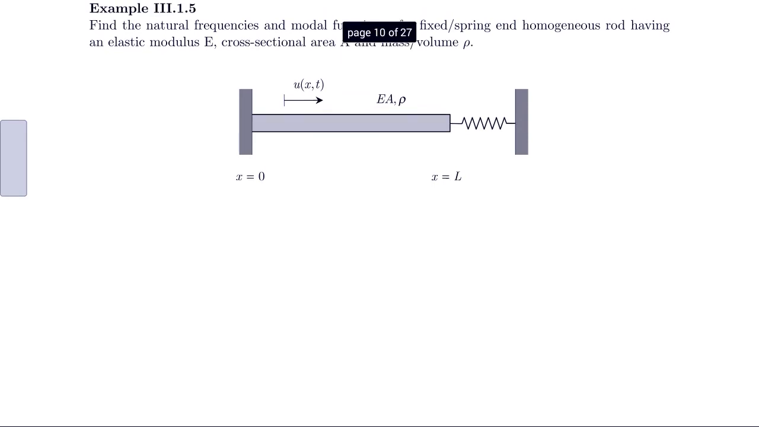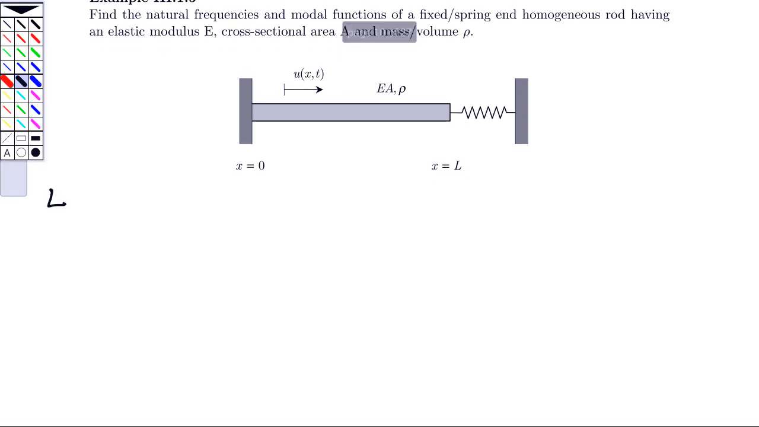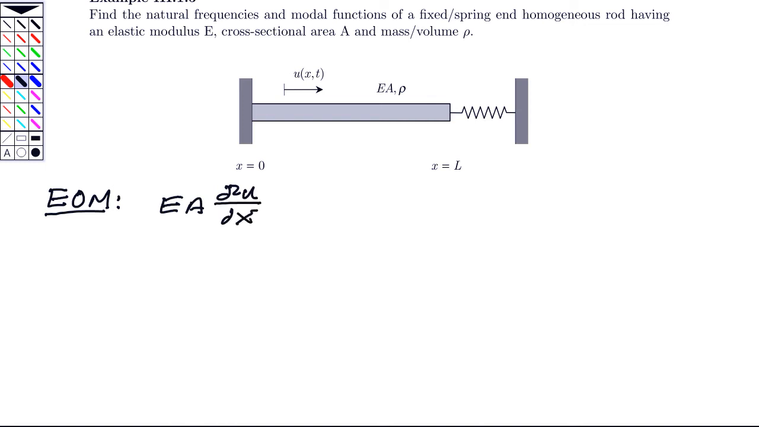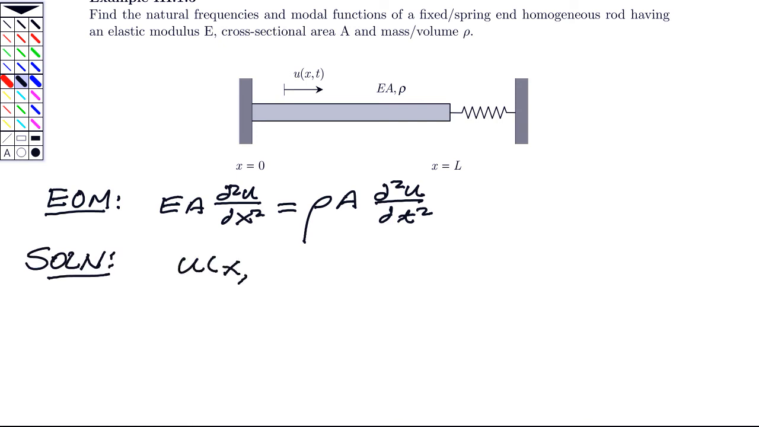The equation of motion for a homogeneous rod is EA, the second derivative of longitudinal motion U with respect to x, is equal to the mass density rho times cross-sectional area A times the second derivative of longitudinal motion with respect to time. Solution, a separable form. U will be spatial function U of x, T of t.